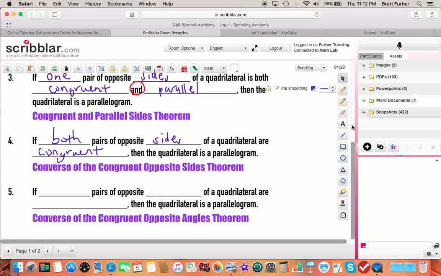Okay? And then the last one is the converse of the congruent opposite angles theorem, which is the second to last one on page 71. The second to last one on page 71 said that if a shape is a parallelogram, then its opposite angles are congruent. Now we're doing the converse of that. We don't know if it's a parallelogram, but if we can see by the markings that both pairs of opposite angles of a quadrilateral are congruent, then the quadrilateral must be a parallelogram.